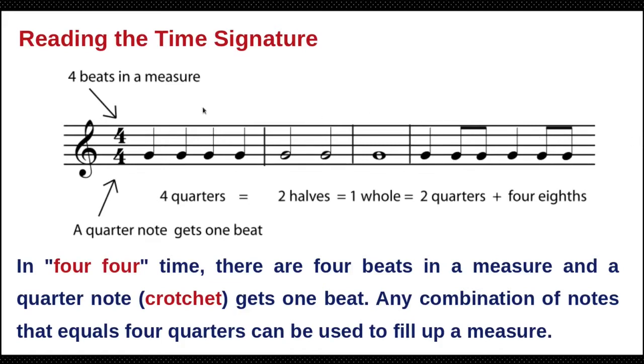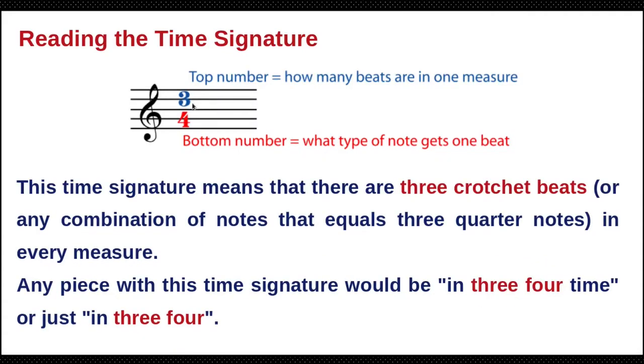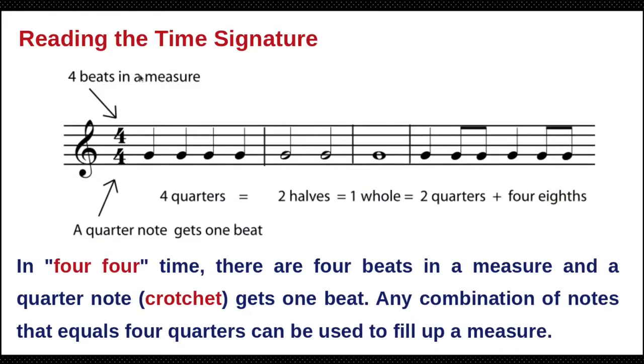Okay, so this is an example of the 4/4 time signature. This means there are 4 beats in every measure and a quarter note gets 1 beat. Remember, the upper figure tells you how many beats are in a measure, how many beats are in one bar, and then the bottom number tells you what kind of note is getting 1 beat. So in this case, there are 4 beats in each measure, as you can see, 1, 2, 3, 4, and the kind of note that gets 1 beat is the quarter note. That's the crotchet.